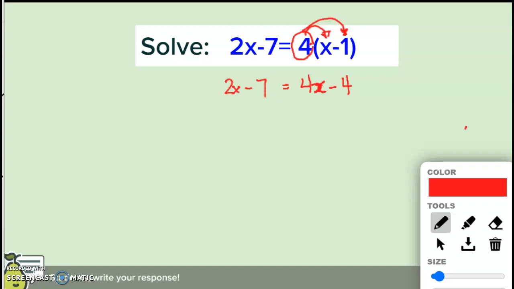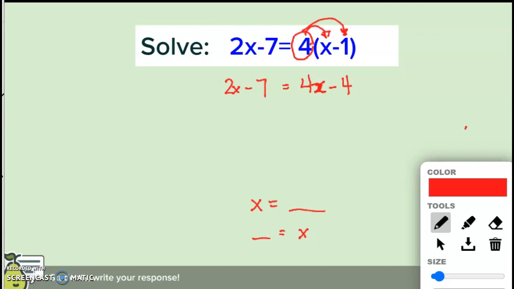Okay, now look at this equation. We have 2x minus 7 is equal to 4x minus 4. Remember, the goal is to get to x is equal to some number. It does not matter whether x is equal to some number or some number is equal to x, on the left hand side or the right hand side. I don't really care as long as x is by itself. That means, notice that I have variable x on both sides of the equal sign. I do not want that. I need to get rid of one or the other.